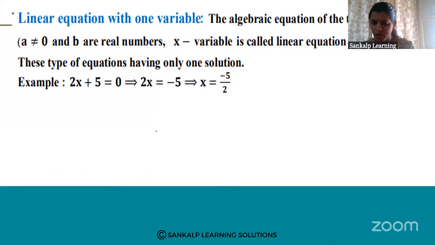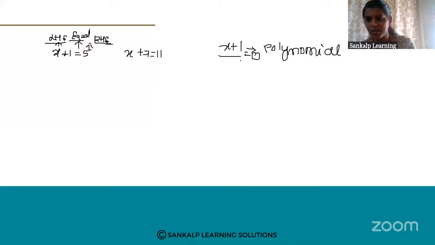See, in case of polynomials also, we learnt about the types of polynomials. If I write only x plus 1, it is a polynomial. I am not going to write the polynomial with an equal to sign. ಇದೇ polynomial ಅನ್ನ if I write this polynomial with equal to 0 or equal to any number, then it will become an equation, right?